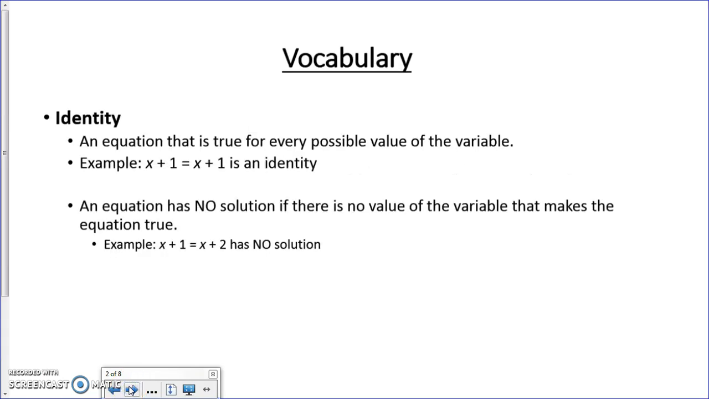Some vocab. The only vocab word here is the word identity. An equation that is true for every possible value of the variable. For example, x plus 1 equals x plus 1 is an identity. An equation has no solution if there is no value of the variable that makes the equation true. For example, x plus 1 equals x plus 2 has no solution.